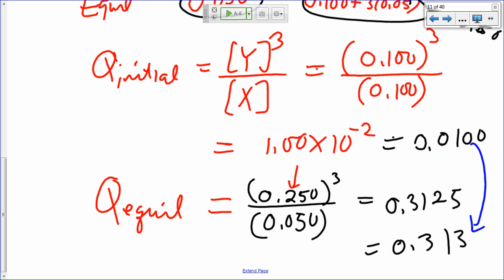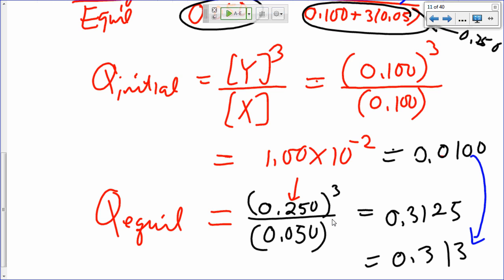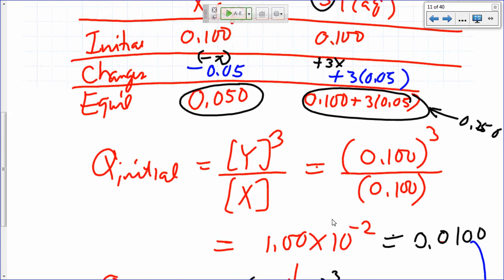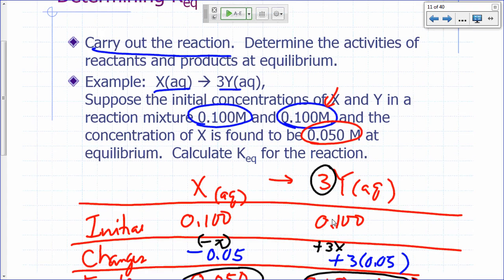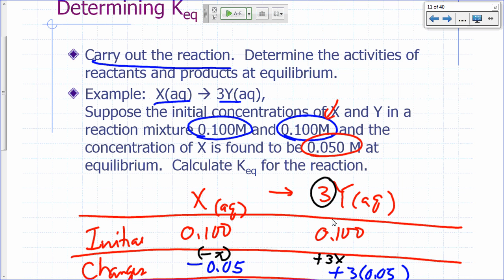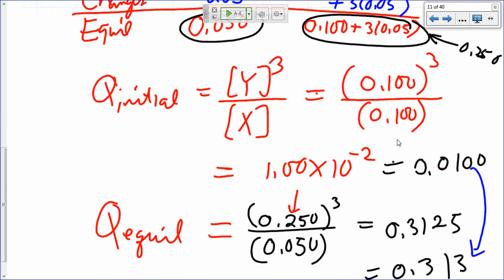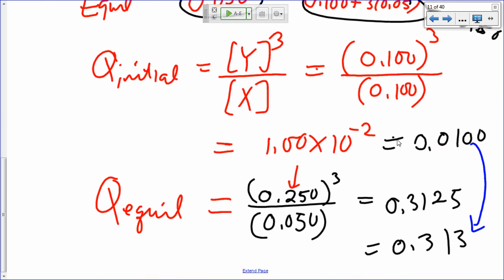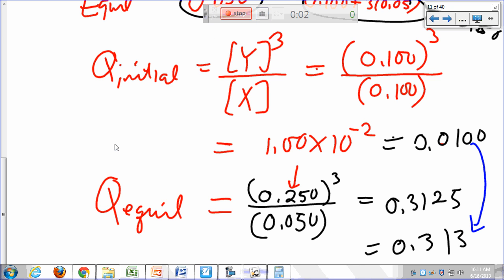And so what's the KEQ for this reaction? Is it 0.01 or 0.313? You're asked for the equilibrium constant. What's the KEQ for this reaction? Let's see if you've been paying attention. Is it 0.01 or is it 0.313? That's the KEQ.